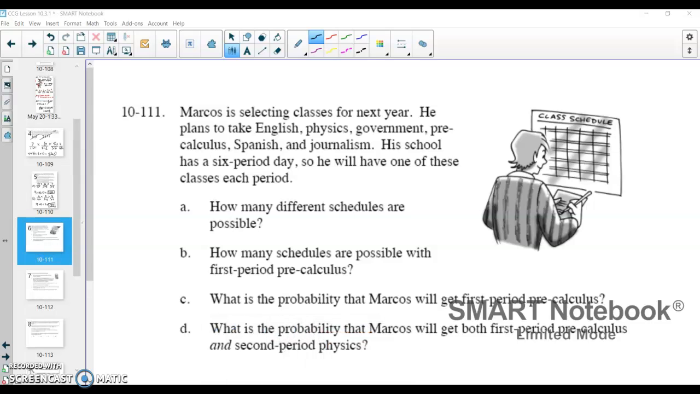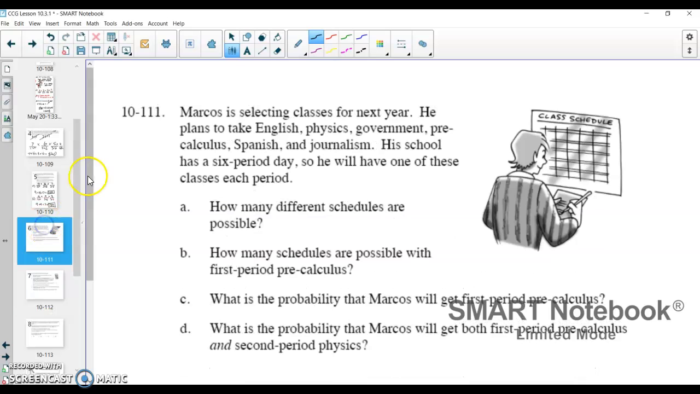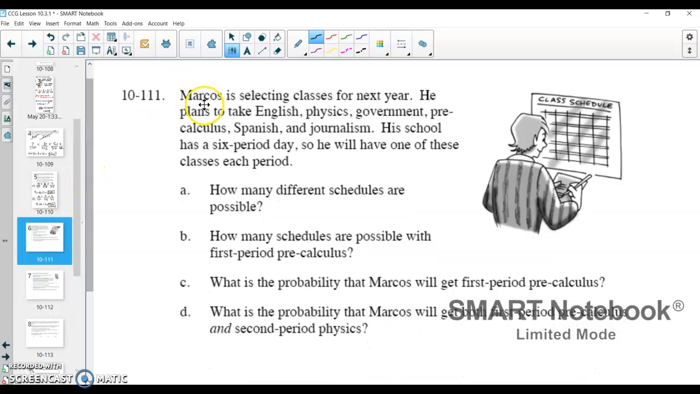All right, this is the last one we're going to do here. But take a look. Maybe I'll talk about this one for a second if I have time, just because I want to get into this word factorial. But let's take a look here first. So Marcos is selecting classes for next year. He plans to take English, physics, government, pre-calculus, Spanish, and journalism. His school has 6 periods, so he will have one of these classes for each period. Now it's asking how many different schedules are possible.